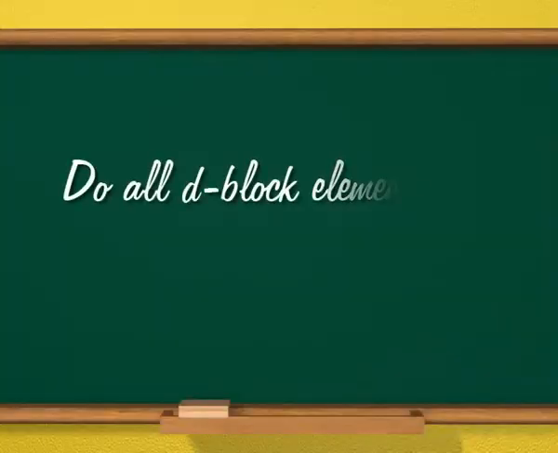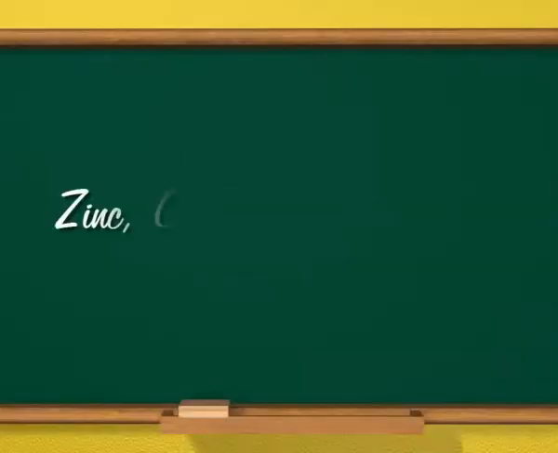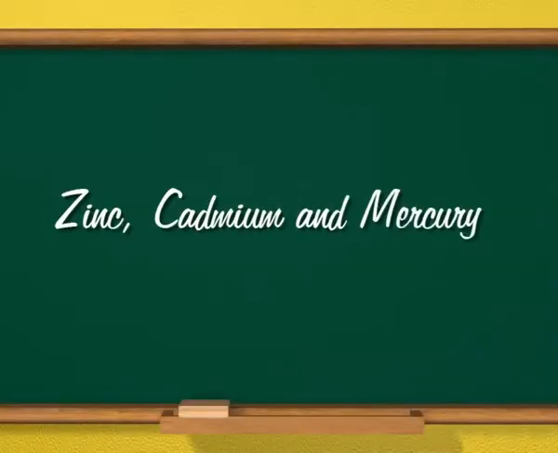Do all d block elements have partially filled d orbitals? No students, it is not true. Let's see the electronic configuration of zinc, cadmium and mercury.